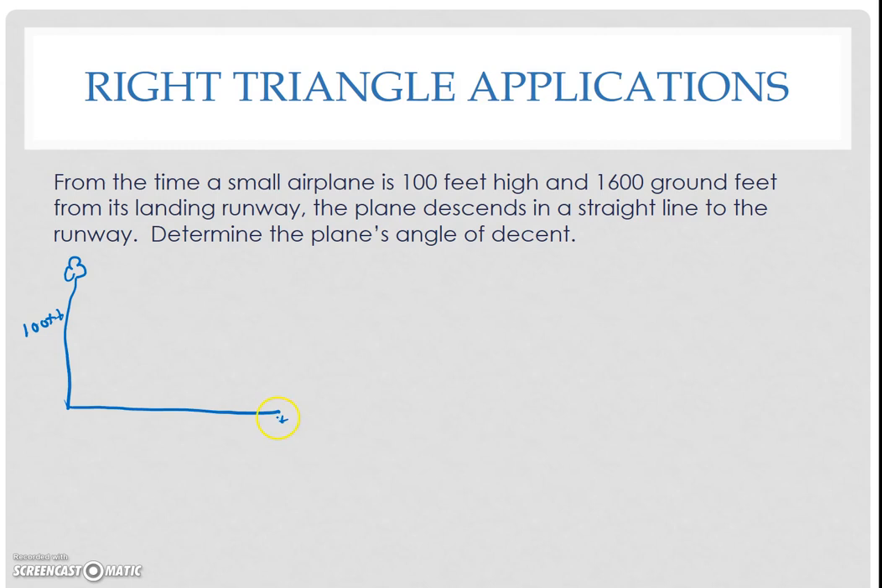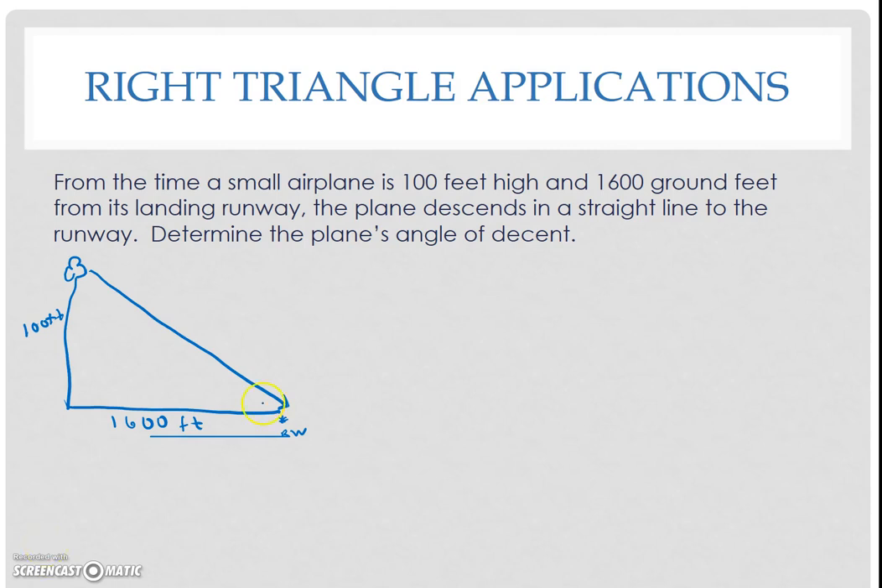So if I call this here the runway, the 1,600 ground feet is this distance on the ground, in this direction. So I have these two sides. And it says the plane descends in a straight line. So you have this plane up here, going towards the runway in a straight line, forming this triangle. Determine the plane's angle of descent.